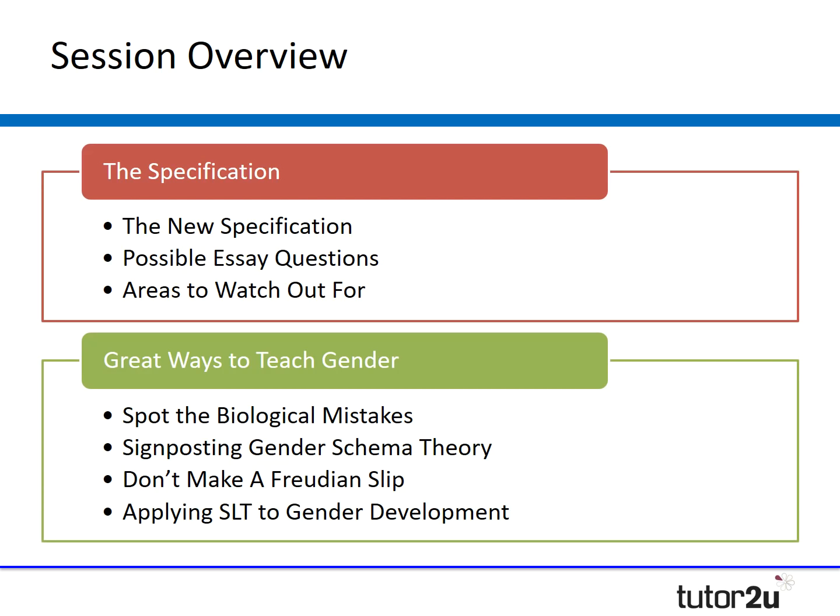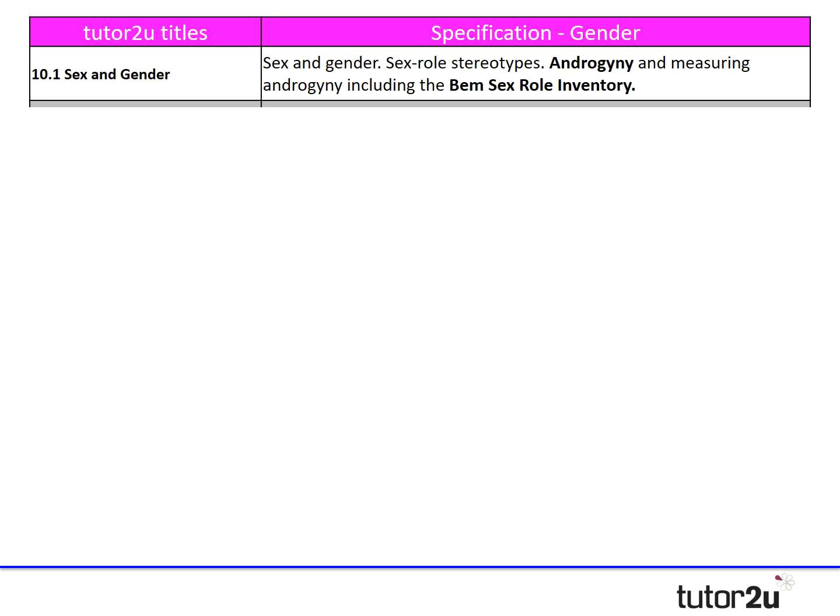And then to follow on from that, we're going to look at some great ways to teach the gender topic, and there are 4 activities that we've put together for you today, and all of these activities have been designed to overcome some of the issues that students have historically faced when taking part in this topic. So in terms of an overview of the specification, it's broken down into 6 different parts.